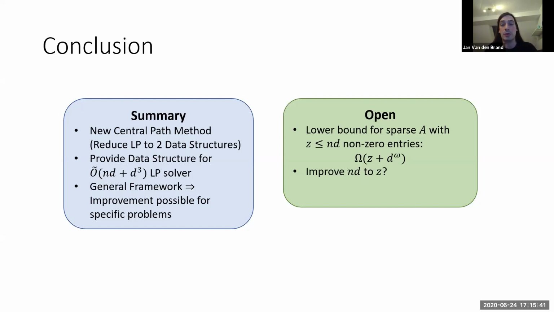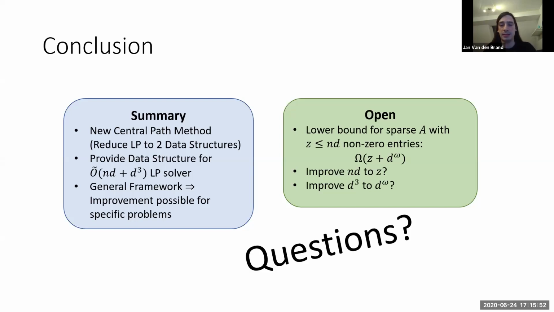Alternatively, another open question is, can you improve this D cubed term in our complexity to be D to the omega? And yeah, if you have questions, then let's hear them.